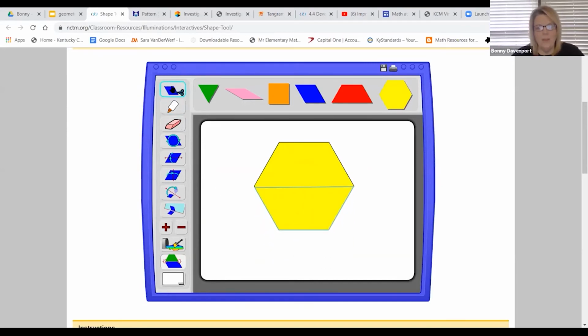Well, what if I'm going to cut it into fourths this time? Oops. Ooh, that wasn't very good. Try again. And then you'll be able to pull those pieces apart. I didn't cut it very well, sorry about that. All right.